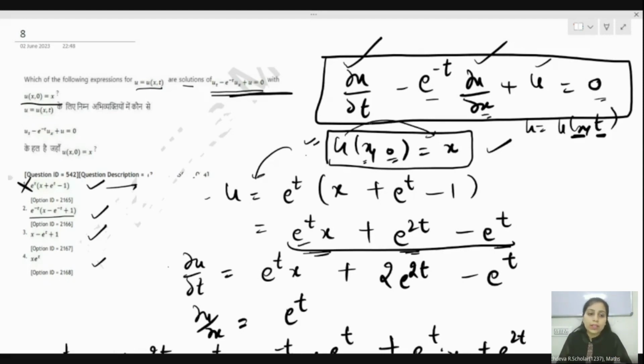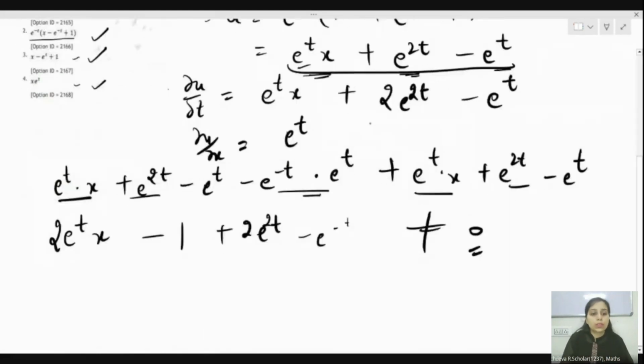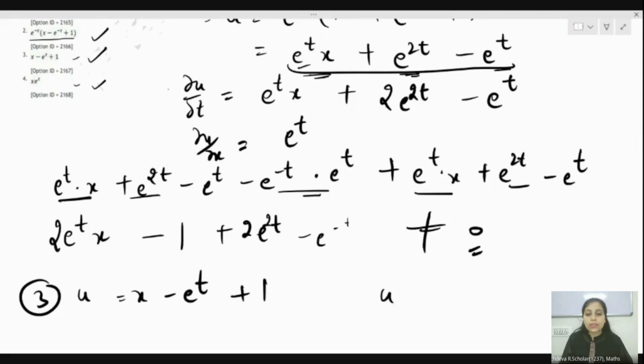The second is the lengthy one. To check these two is easier than the second, because the second one is a more complicated equation than the third and fourth. So let's try the third first, then we try the fourth. The third option is x minus e raised to power t plus 1 u. Firstly, check whether the initial condition is satisfied or not. u(x,0) is equal to x. Put this, x will be x, e raised to power 0, 1 plus 1.